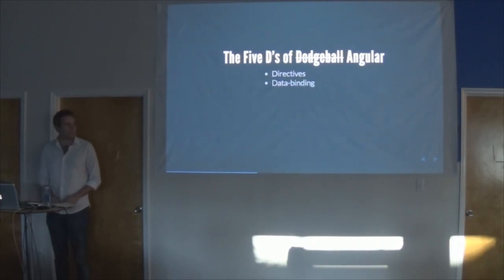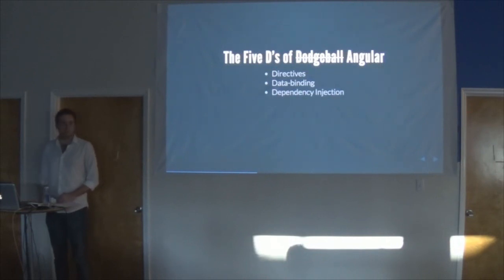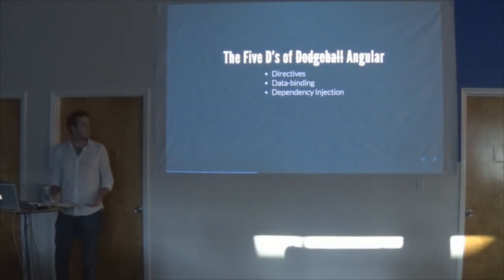The second D is data binding. Data binding essentially means that as you change things in the view, your variables in your controller, your scope, automatically update without you having to do anything. So there's no event listeners or anything like that. The next one is dependency injection. And really all dependency injection serves to do is keep your app modular. It's more easily tested, it's easier to refactor.